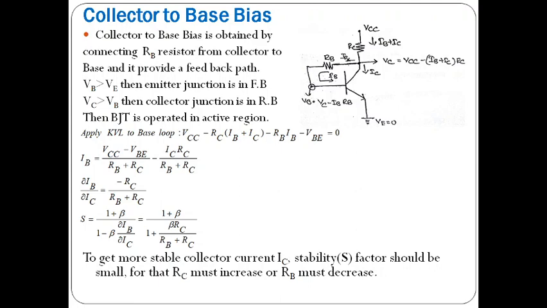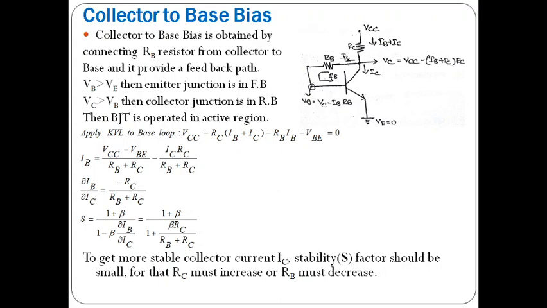From that we apply KVL to the base loop, which is nothing but the input loop. So we can write VCC minus RC. The total current flowing through the RC resistor I am naming as IB plus IC. So RC into IB plus IC minus RB IB. IB current is flowing through the RB resistor and IC is flowing into the collector junction. Then minus VB equals 0. From this I can write IB equals VCC minus VB by RB plus RC, minus ICRC by RB plus RC.